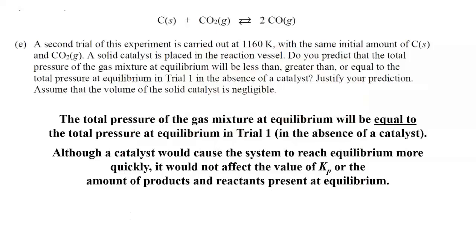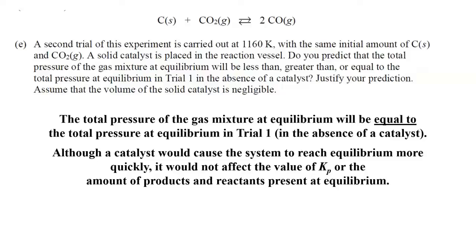The total pressure of the gas mixture at equilibrium in trial 2 with the catalyst added will be equal to the total pressure at equilibrium in trial 1 in the absence of a catalyst. Although a catalyst would cause the system to reach equilibrium more quickly, it will not affect the value of the equilibrium constant, Kp, or the amounts of products and reactants present at equilibrium.